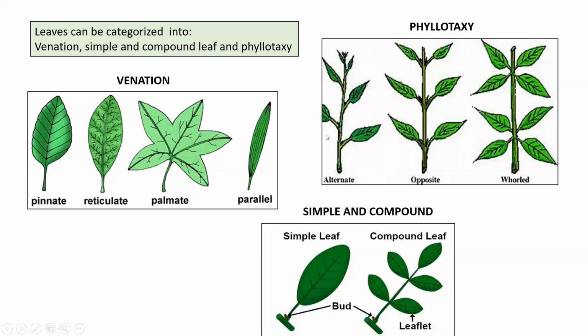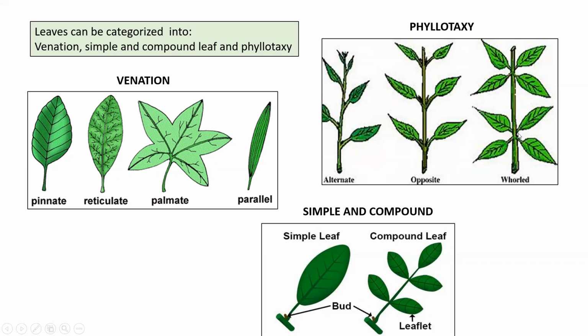So as I told you, in alternate, a single leaf arises at each node and the next leaf arises on the opposite side of the previous leaf, right? As you can see like here. So a few examples of alternate phyllotaxy are mango and sunflower. In opposite phyllotaxy, two leaves arise at each node opposite to each other. So opposite to each other, right? Examples are guava and calotropis.